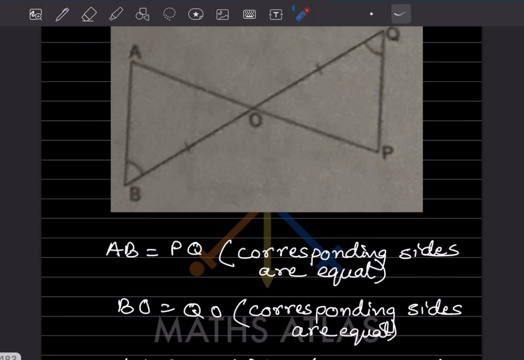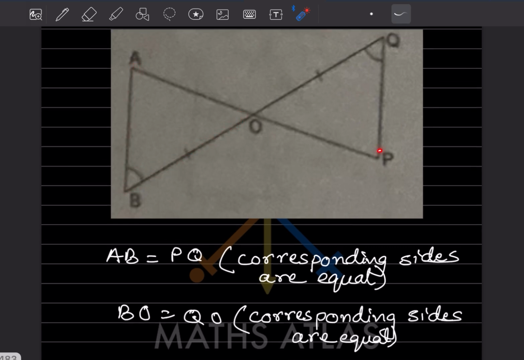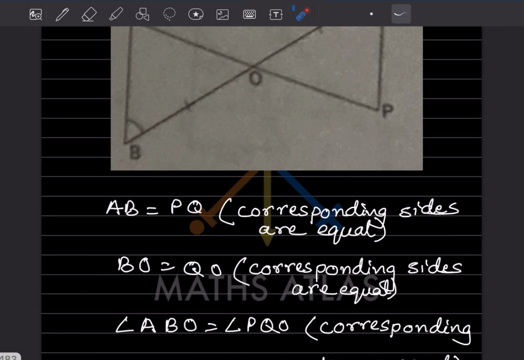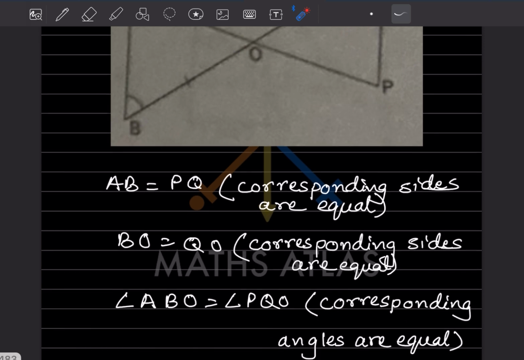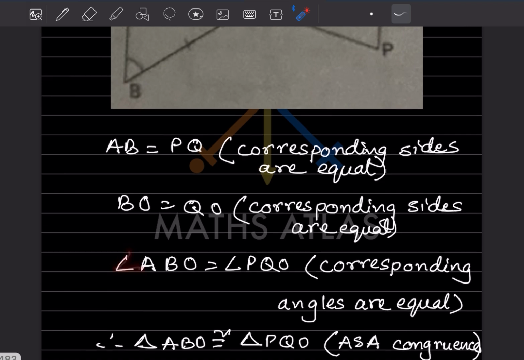So we can say angle ABO. Can you see here? Because this is the angle given. This is angle ABO is equal to PQO, because this angle is given. So we have to look at the middle one. Whenever we write PQO, the middle one we have to consider. And there, whenever we write ABO, the middle one. So angle ABO is equal to angle PQO. Why? That is the corresponding angles. These angles are equal.